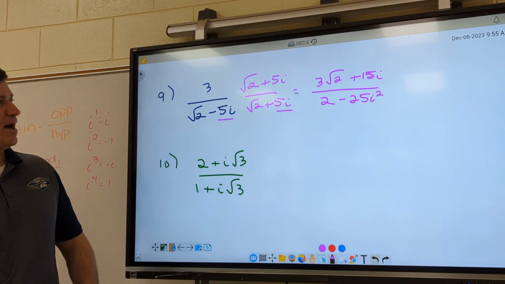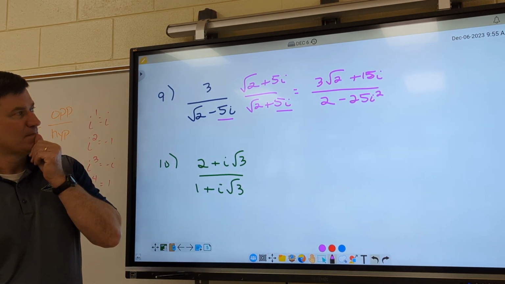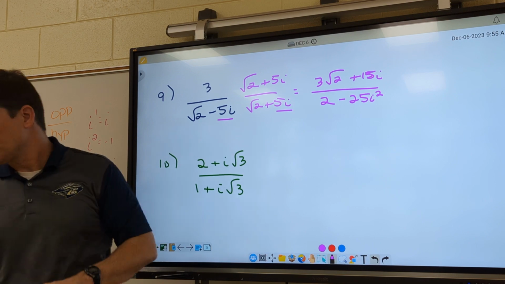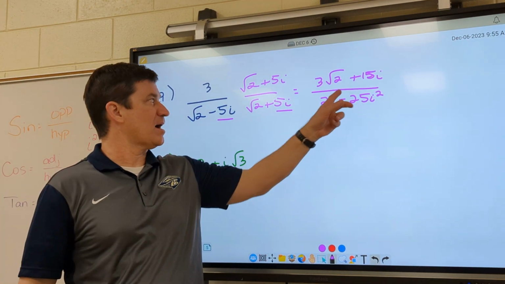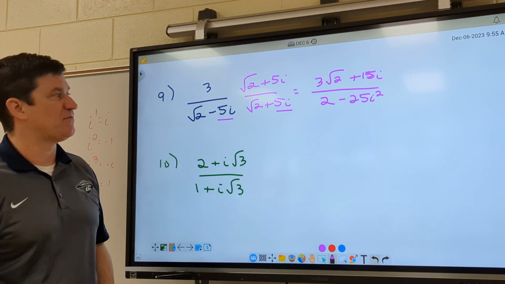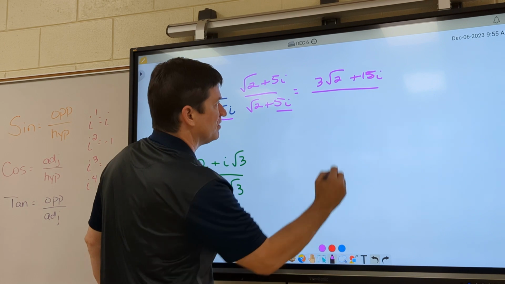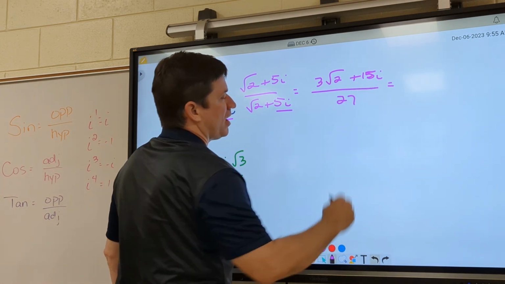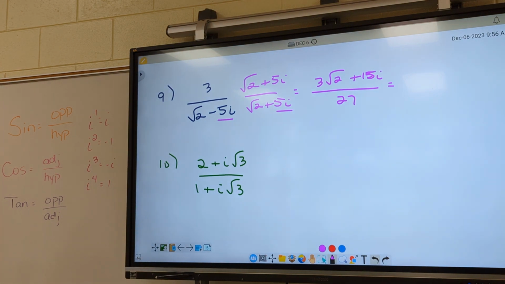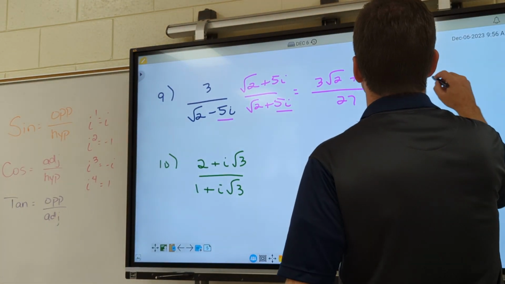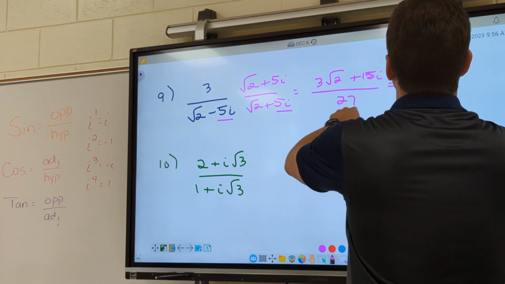All right, Pat, what's that negative 25i squared going to turn into? Let's look at the board. I squared is negative 1, so negative times the negative is going to make that a positive 25. 2 plus 25 is 27. All right, so we got our answer. Now, can I divide all 3 numbers by anything? 3. Yep, 3, 3, and 3. So final answer is going to be root 2 plus 5i over 9.